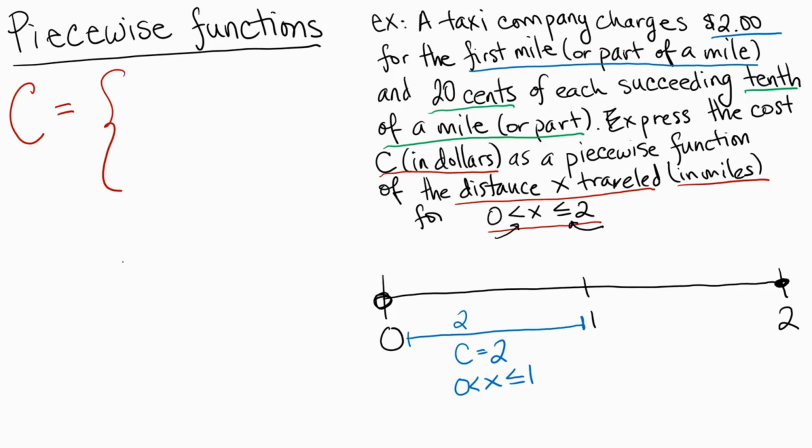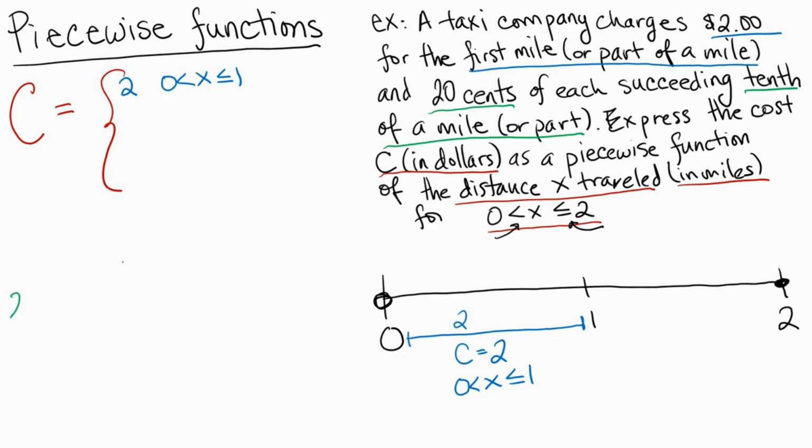So the first part of our piecewise function is that C equals 2 if you drive between 0 miles up to 1 mile. Now, the other part we want to figure out is the second section.